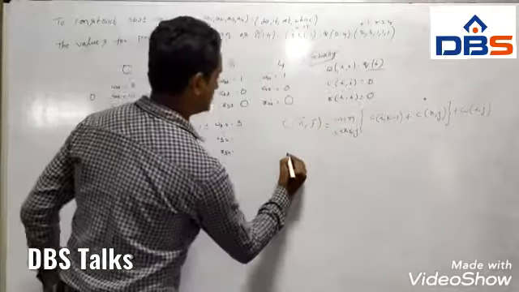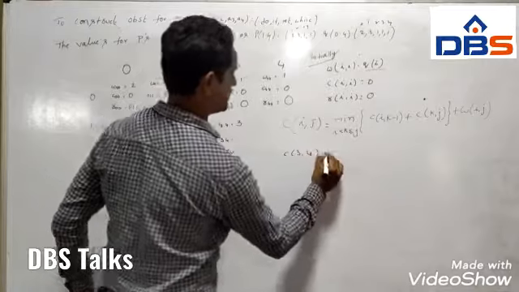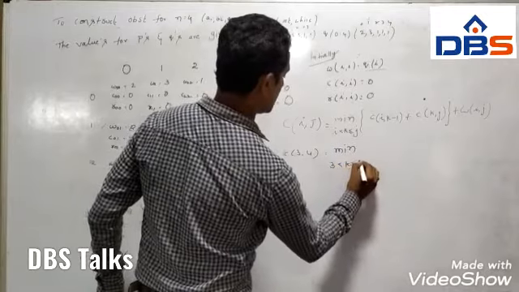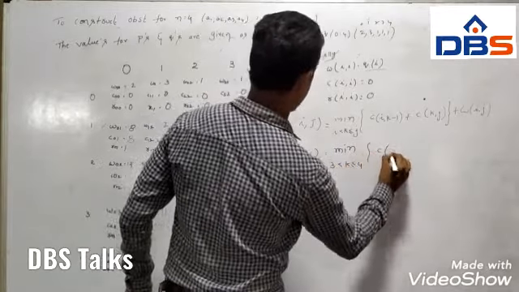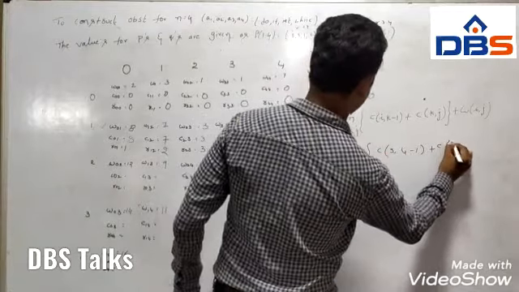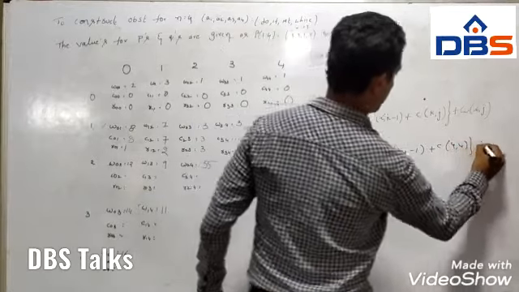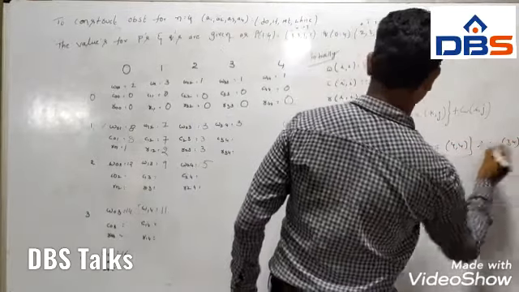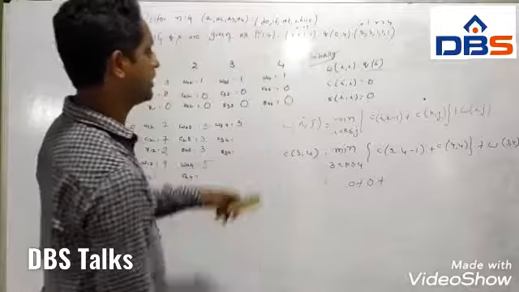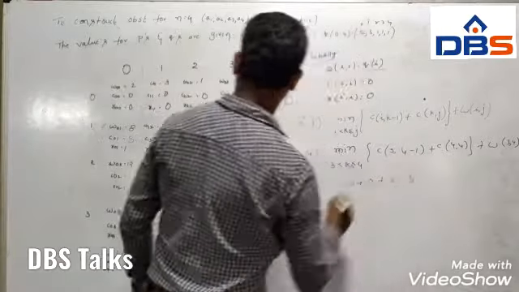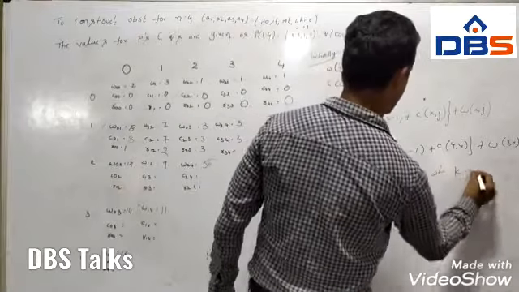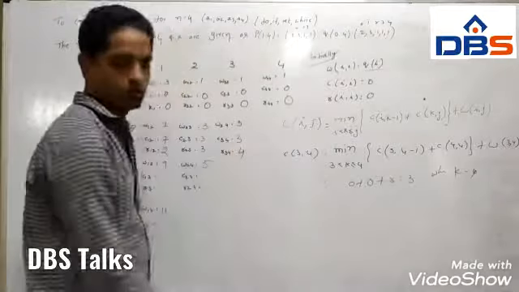So now we construct C of 3 comma 4, which equals min over 3 less than k less than or equal to 4. So C of 3 comma 4 minus 1 plus C of 4 comma 4 plus W of 3 comma 4. That is C33, which is 0, plus 0 plus W of 3 4, which is 3. That equals 3. C34 equals 3 when k equals 4.